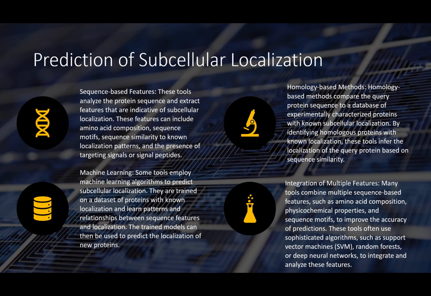Actually, the bioinformatic tools that can be used for prediction of subcellular localizations have different strategies. Some tools depend on sequence features, so these tools analyze the protein sequence and extract features that are indicative of subcellular localization. These features can include amino acid composition, sequence motifs, sequence similarity to known localization patterns, and the presence of targeting signals or signal peptides.